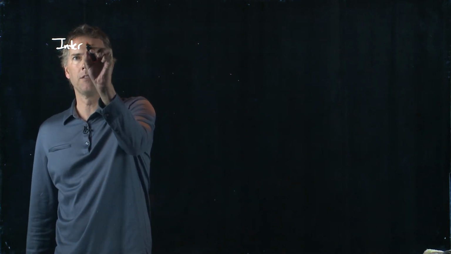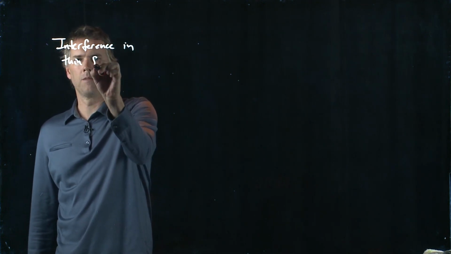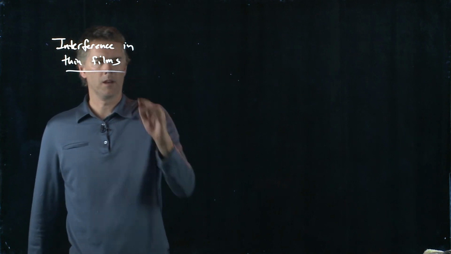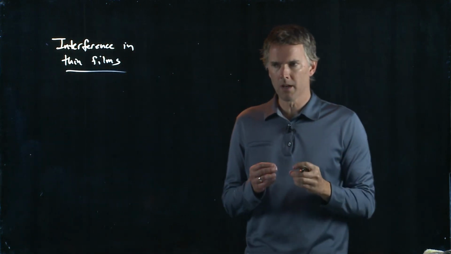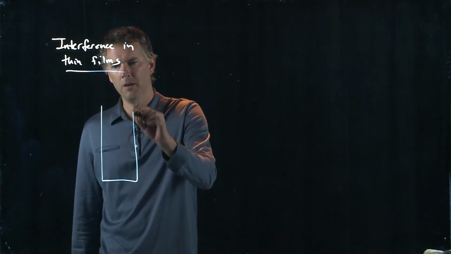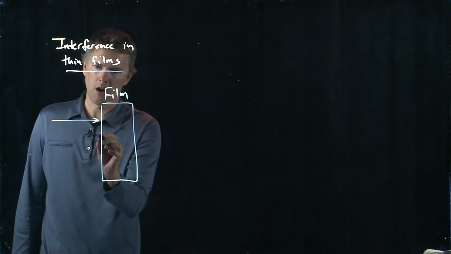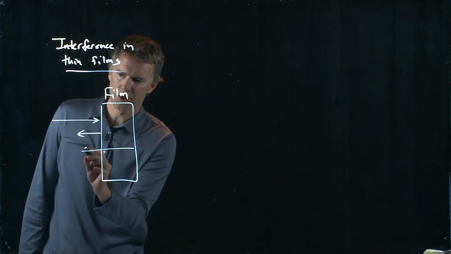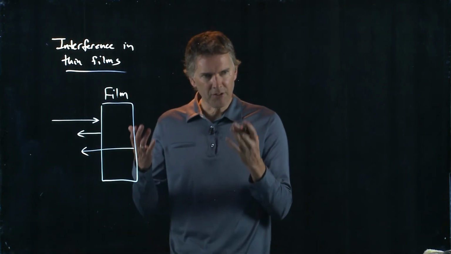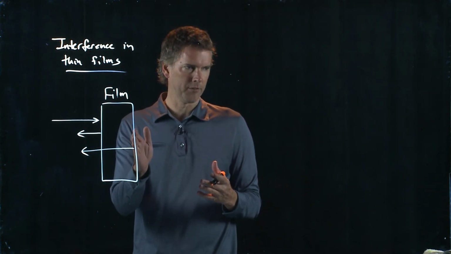Okay. So this is something that we started talking about yesterday, this idea that we have interference in thin films. The basic concept is really not that hard to understand. If your film has some thickness to it, there's going to be a reflection off the front surface and a reflection off the back surface. That's essentially the whole idea, okay? Reflection off the front surface, reflection off the back surface.